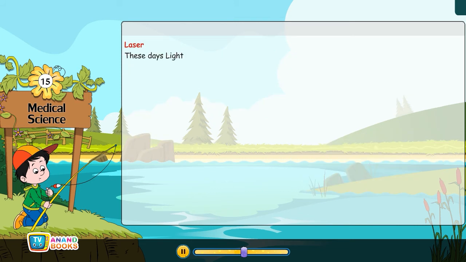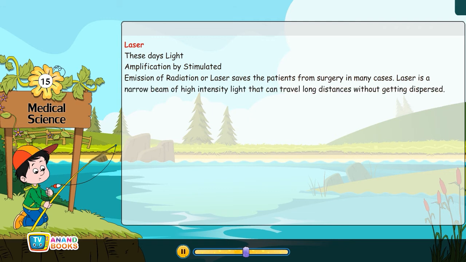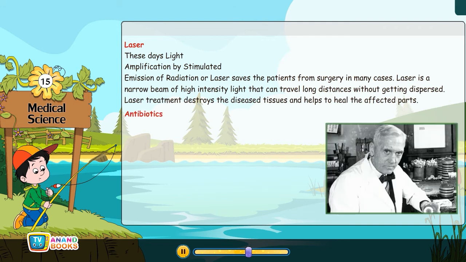Laser. These days, light amplification by stimulated emission of radiation or laser saves the patients from surgery in many cases. Laser is a narrow beam of high intensity light that can travel long distances without getting dispersed. Laser treatment destroys the diseased tissues and helps to heal the affected parts.